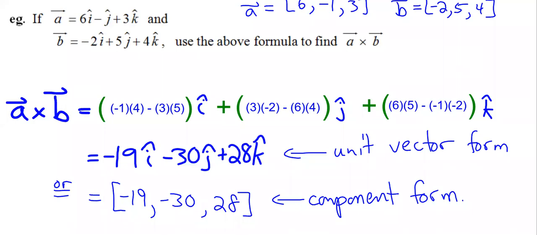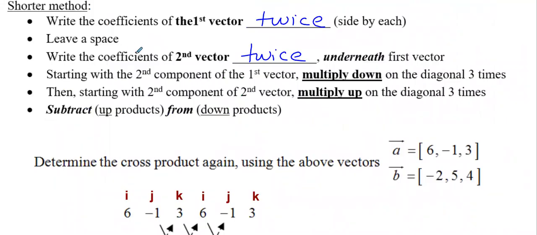Okay, so to show you a much simpler technique, here's the simpler technique. Now, when this set of instructions says write the coefficients of the first vector, that is referring to the notation. So we had a cross b, so a would be the first vector. So you write it twice. You notice the components here, 6, -1, and 3. You're going to write them in a row, or in a straight line, twice. So you've got the i, j, and k listed there as references.